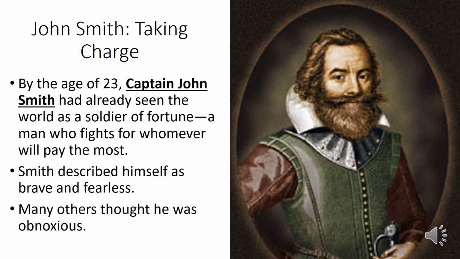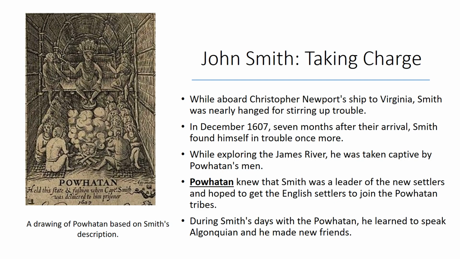John Smith, taking charge. By the age of 23, Captain John Smith had already seen the world as a soldier of fortune, a man who fights for whomever will pay the most. Smith described himself as brave and fearless. Many others thought he was obnoxious. While aboard Christopher Newport's ship to Virginia, Smith was nearly hanged for stirring up trouble.